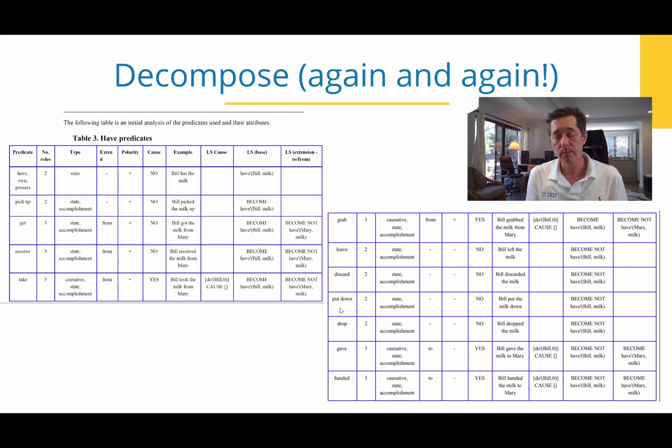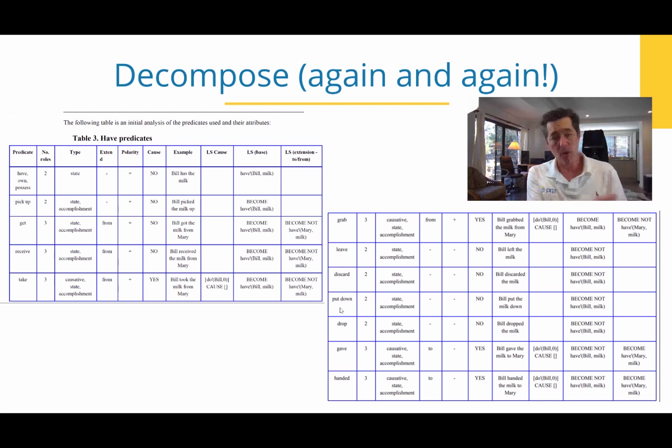So this is from our archive article. It's just a table that's showing the different types of words. So what have we got there? Have, own, possess. We've got pick up. See at the bottom. Handed, you can hand it to someone, you can carry it, you can discard it. So all of those things vaguely have some relation to manipulating have.